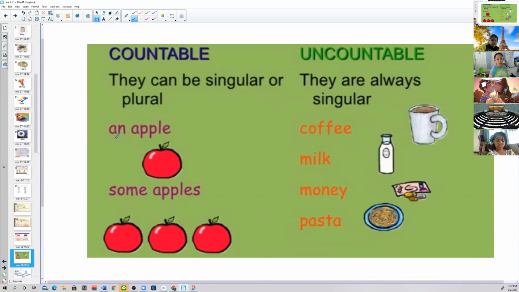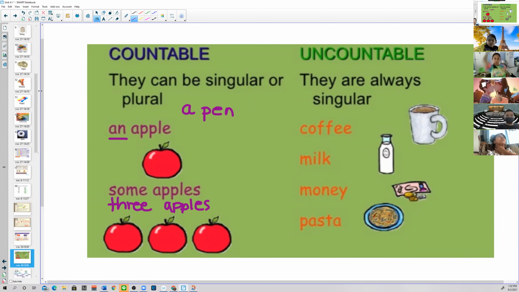Again, you know how to use a or an, right? An apple. And in English, if you don't want to count some apples, you can also say 3 apples. But if you don't care, you just want to tell your friends that you have apples, which is more than one, you just say some apples. You don't have to count, okay?